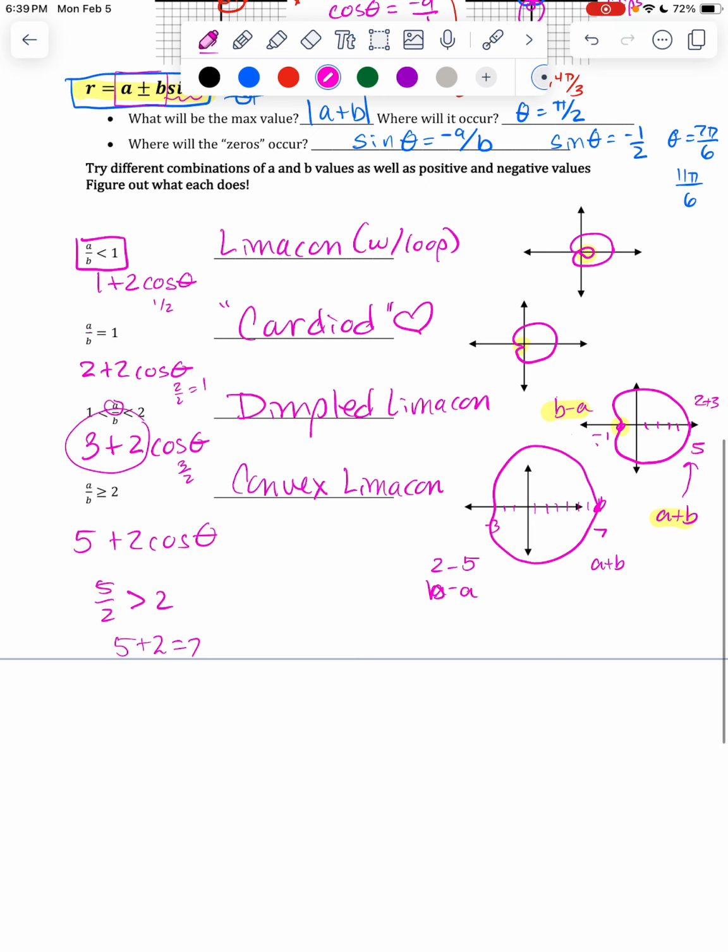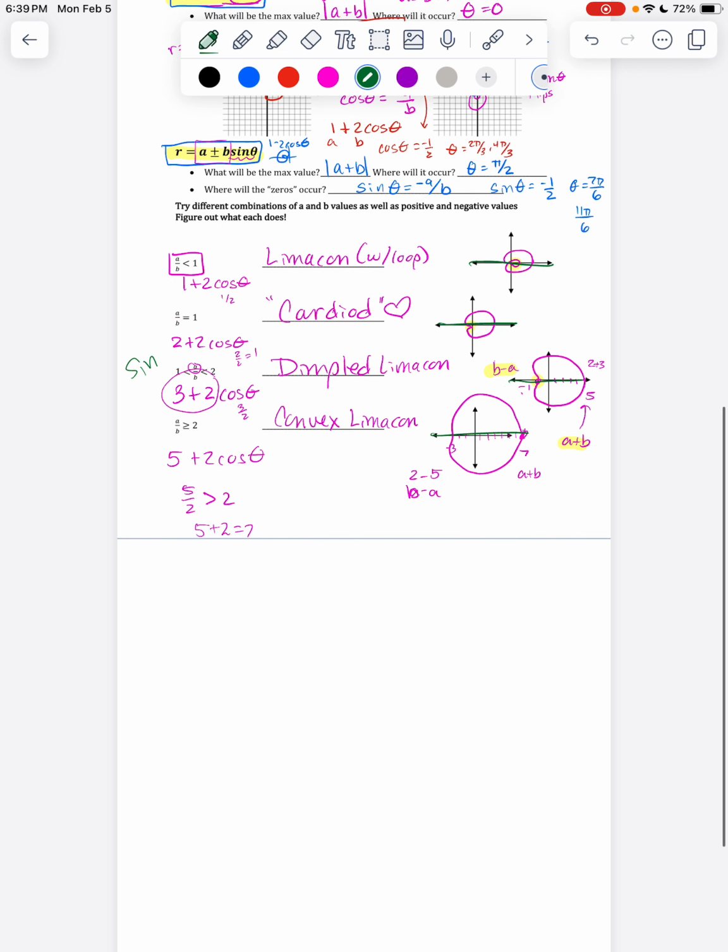What if I had done all of these problems using a sine instead? I would have had the exact same results in terms of loops and cardioid and dimpled and all of that, maxes being the sum and mins being the difference. But instead of all of them being symmetric around the x-axis, they all would have been going up and down, symmetric around the y. So those are the things you want to be able to say: if I have this, I'm going to recognize those two formats as a circle. I'm going to know that the cosine ones are symmetric over x and sine ones are symmetric over y.